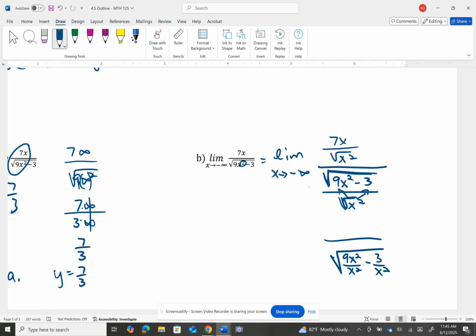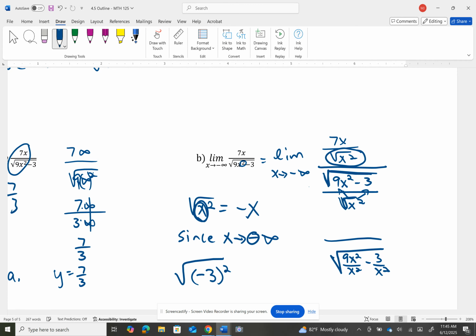And in the numerator, you'd have to do a little simplifying, and here's where people mess up. The square root of x squared would equal the opposite of x, since x is approaching negative infinity. Okay? Because you're plugging in more and more negative numbers there. So if you plug in a negative number and square it and then take the square root, you don't get negative 3 out, you get positive 3. You get the opposite out. And so folks have trouble with that. So when you're simplifying this, this would really be a 7x over the opposite of x, since we're plugging in negative numbers. Okay?